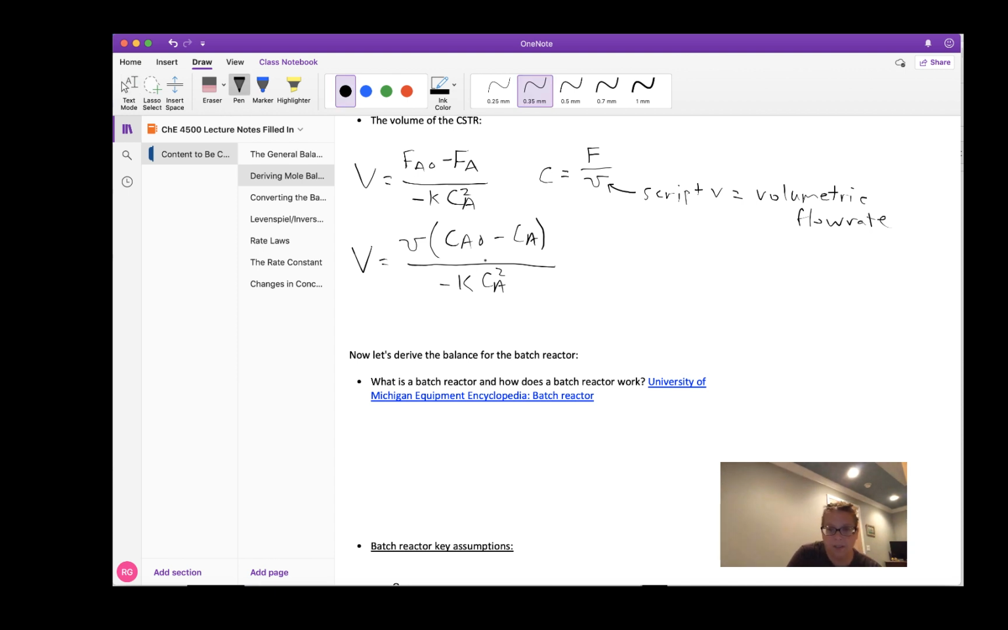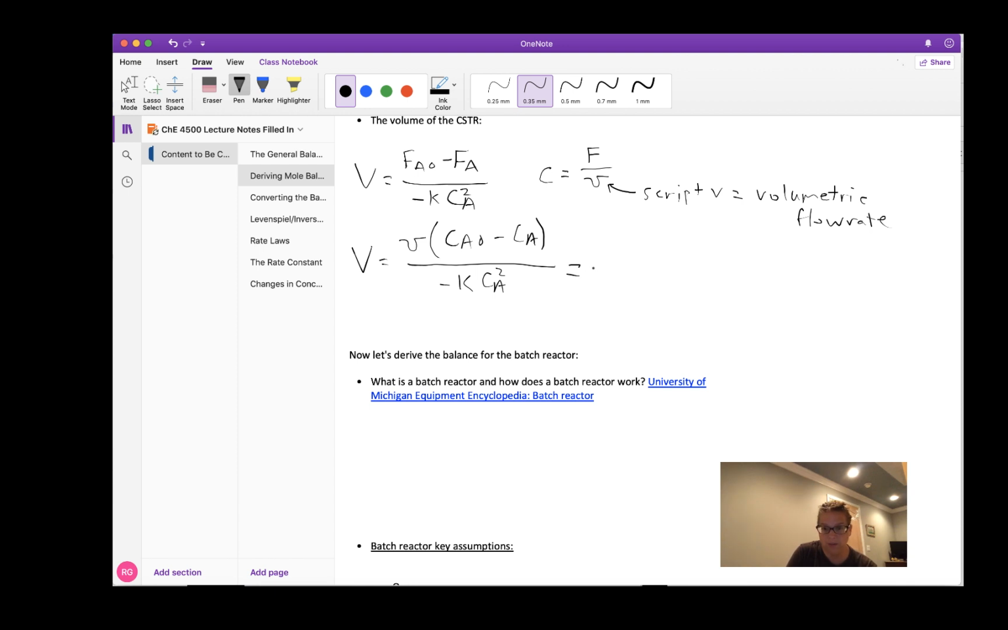What we've done here is said that the inlet molar flow rate, F_A0, is equal to the volumetric flow rate times the inlet concentration. And same for the flow rate coming out. The molar flow rate of A exiting the reactor is equal to the volumetric flow rate times the concentration exiting the reactor. If we multiply those together, this is in moles per liter, this is in liters per second, so that gives moles per second. So it works out, and this is now something that we can solve.